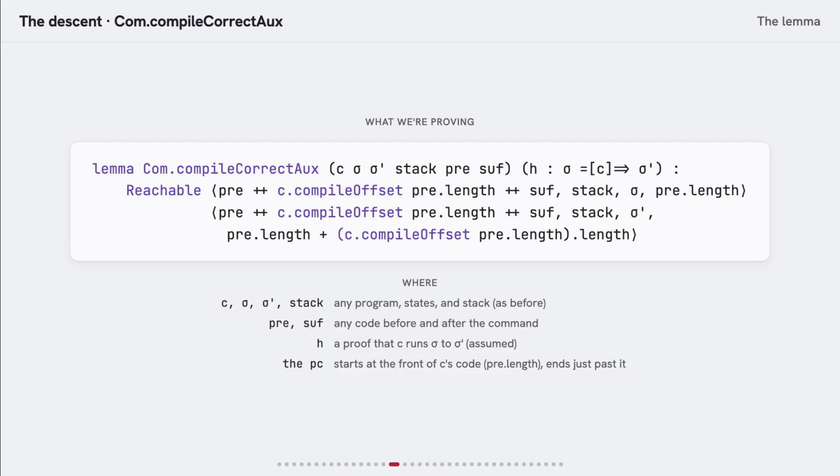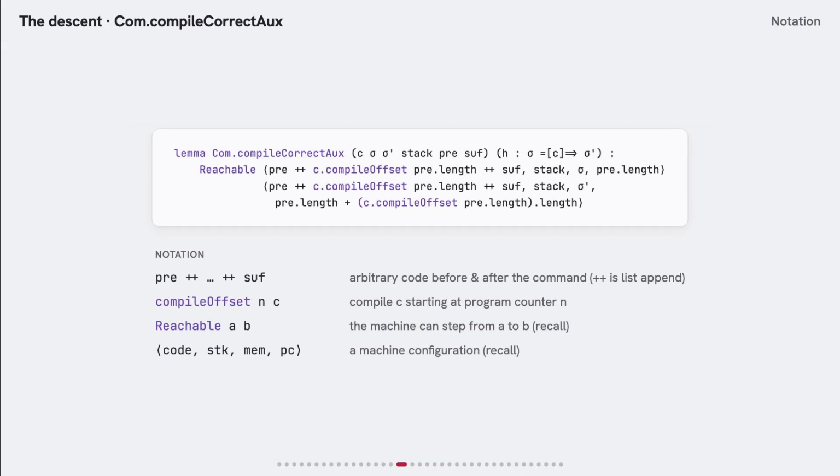The difference between the 2 configurations is that in the latter one, the memory has been updated from sigma to sigma prime, as usual. Also, the program counter has advanced to the end. In notation, the only new thing here is that we're wrapping the command's compiled code in a prefix and suffix. The double plus joining them is just a list append. There are arbitrary instructions before and after that, and compile offset compiles a command starting at some program counter. Reachable and the configuration tuple are the same as before.